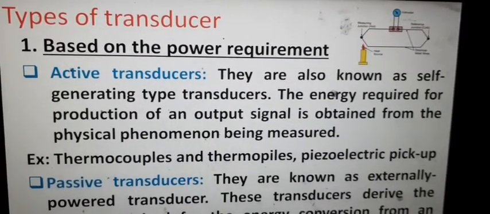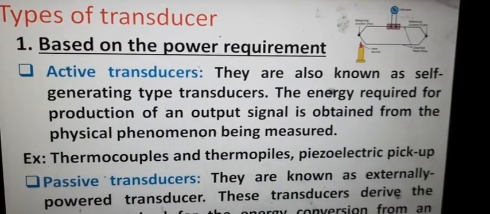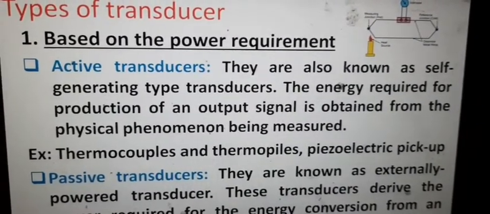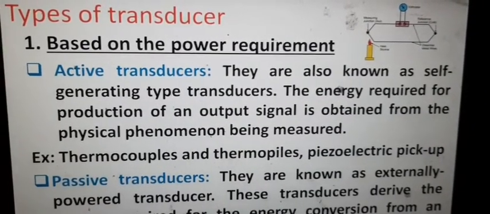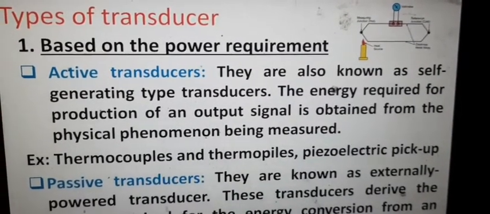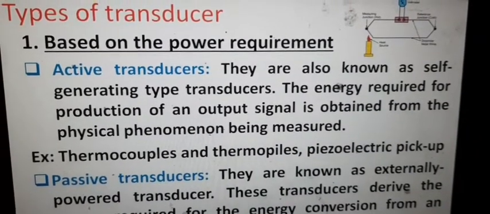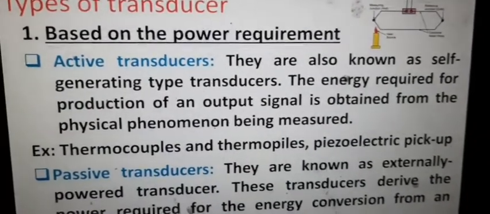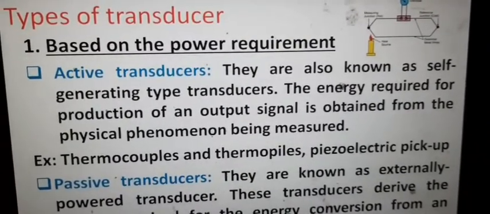If we connect a voltmeter, we can get a voltage reading equivalent to the temperature of the heated junction. In this way, it gets the energy from the hot junction to do the transduction process. We don't supply any kind of energy externally. So this is one example of an active transducer. We'll study all these types of transducer in detail. Here I am just describing the different types of transducer.